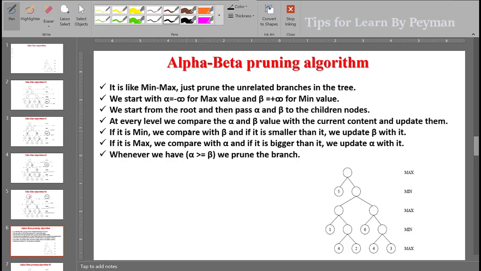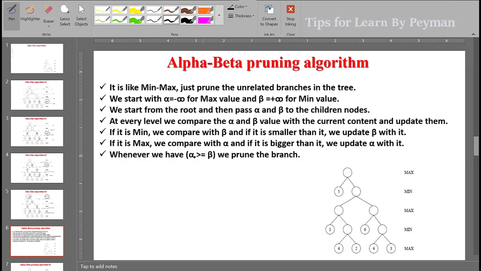At every level we compare the alpha and beta values with the current content and update them. If it is minimum, we compare with beta, and if it is smaller than it, we update the beta value. And if it is a maximum, we compare with alpha, and if it is bigger than it, we update alpha with it. Whenever we have alpha bigger than or equal to beta, we prune the branch.